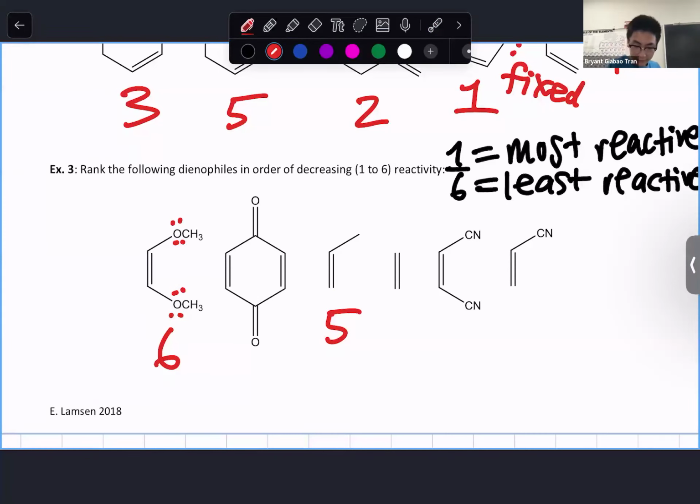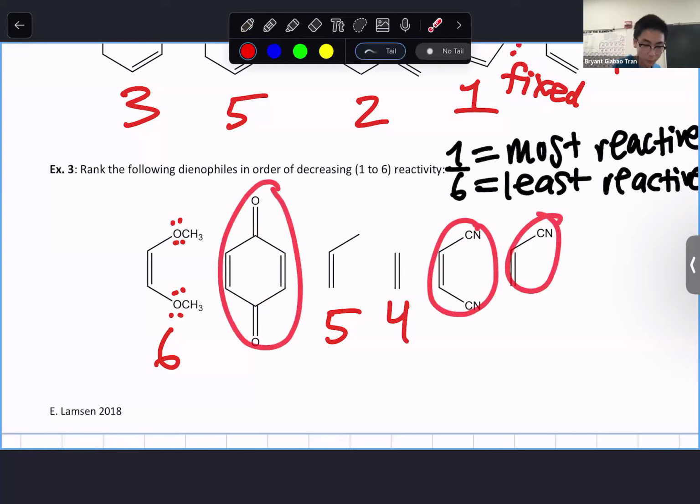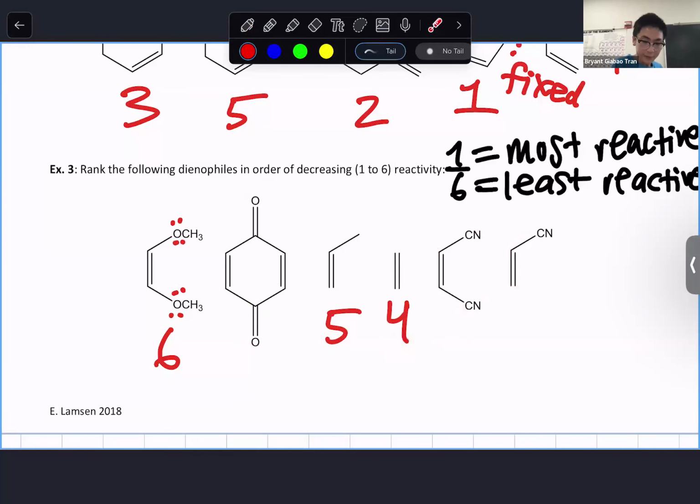Now let's look at these ones here. These ones are EWG, EWG, EWG, EWG. This one has no group on it. So that's going to be number 4 because all of these other ones here are better than that one with no group at all, right? So now we have to choose which one has the stronger EWG. The one with the stronger EWG will be the one that can do the most amount of resonance, can withdraw the most amount of resonance.